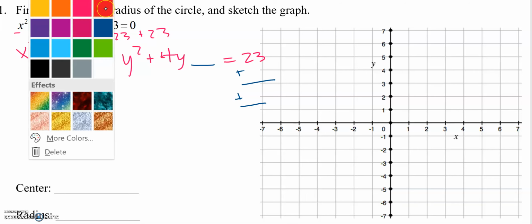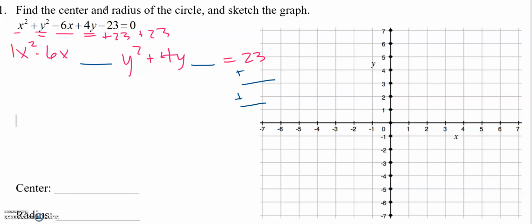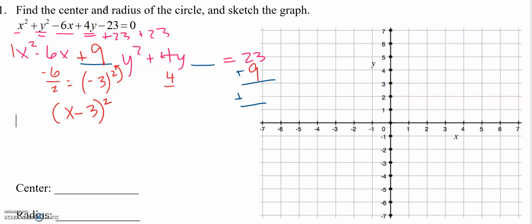So let's see, I know that we have a 1 in front, so that makes it a little bit easier, no GCF. So negative 6 divided by 2 is negative 3. Negative 3 squared is a positive 9. What you put here, you must put here. That's going to give us x minus 3 squared. Awesome. All right, let's look at our 4y. So 4 divided by 2 is 2. 2 squared is 4, so 4. And that's going to give us y plus 2, all squared, equals, well, let's grab our calculator, 23 plus 9 plus 4 is a 36.